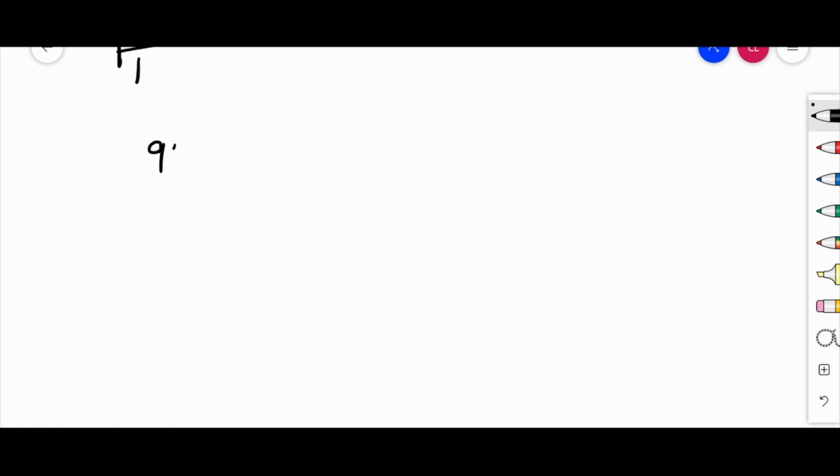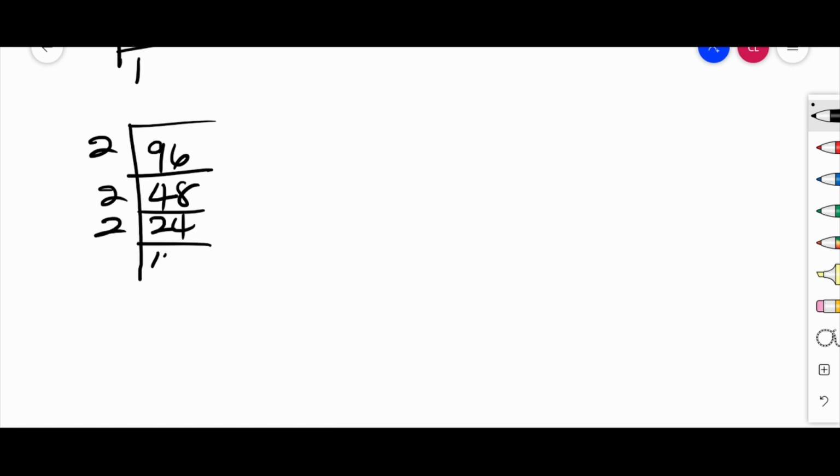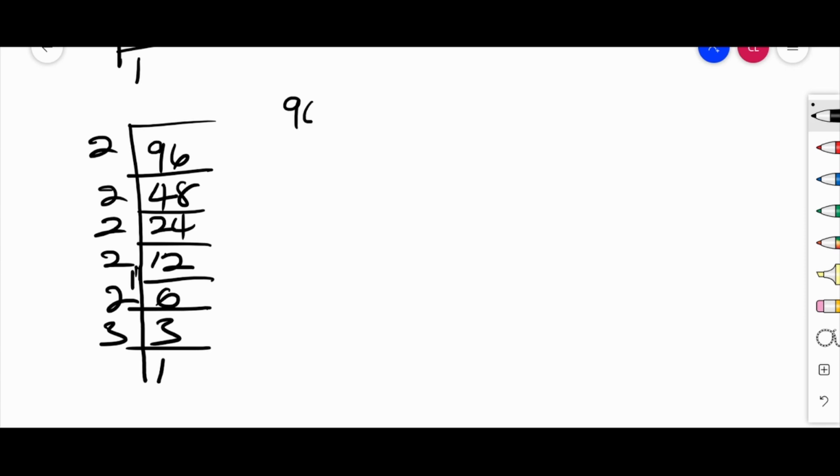Next number would be 96. Let's factorize 96. 2 could go into 96, 48 times. 2 into 48 could go 24 times. 2 into 24 could go 12 times. 2 into 12 could go 6 times. Let's extend our line. 2 into 6 could go 3 times, and 3 into 3 could go 1 time. Then we could say that the prime factors of 96 would be 2 times 2 times 2 times 2 times 3.